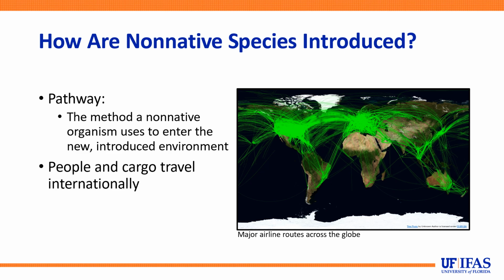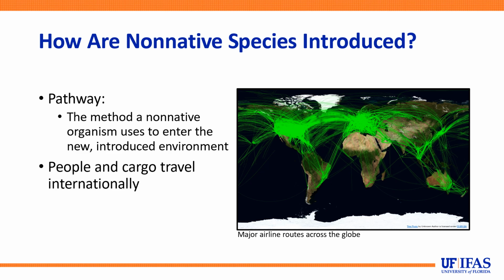Let's start by defining a pathway. A pathway is the method a non-native organism uses to enter the new introduced environment. How does a freshwater fish from Asia cross oceans and end up in Florida? How does a plant from out west make it across the Mississippi River? How do mussels from the Caspian Sea end up in the Great Lakes? Plants, fish, and mussels can't move that far and freely around the globe on their own.